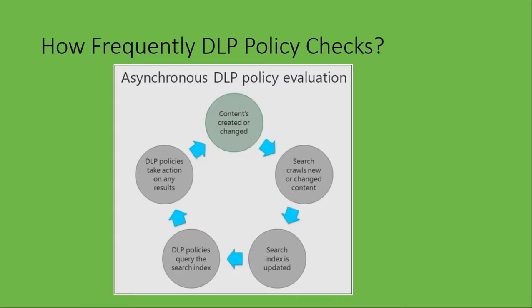And once the DLP policy finds content with the sensitive information, whatever we have given in the conditions of the DLP policy, then the corresponding action is executed. So if the DLP policy finds a document where credit card numbers are stored, then whatever action we have defined in the policy kicks in and is executed. So this process just keeps going on. Users upload or modify content, search crawls it, the index is updated, and the DLP policy queries the search index. That's how all the content keeps getting queried by the policy.